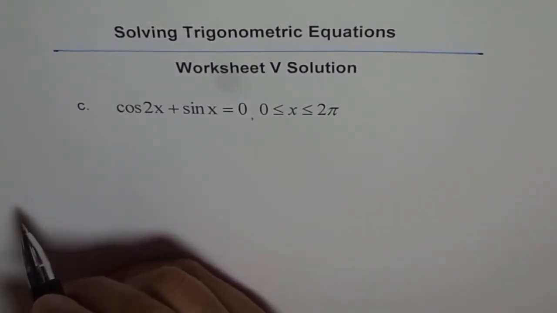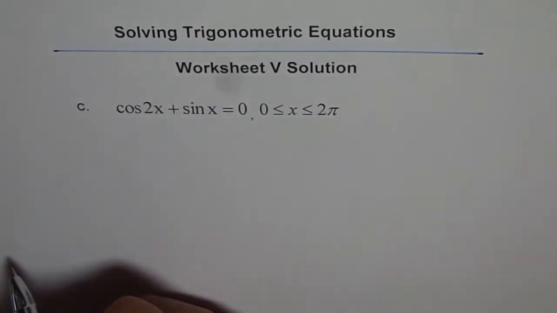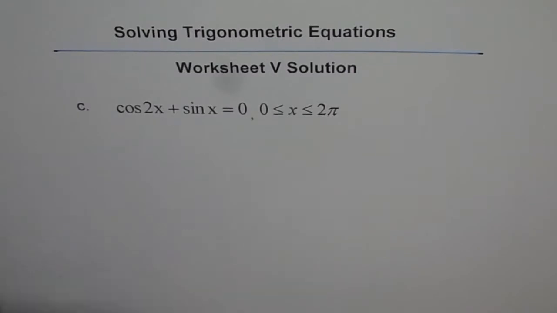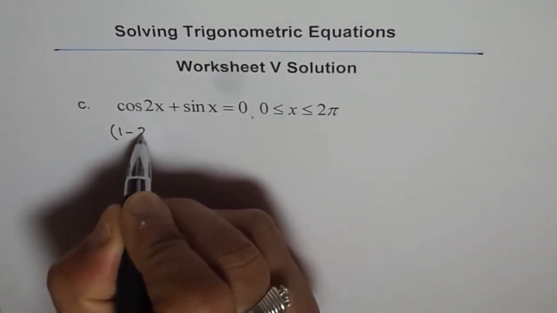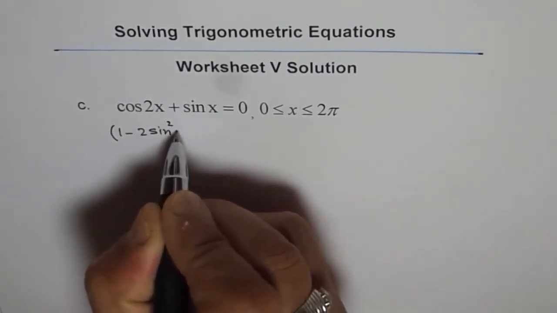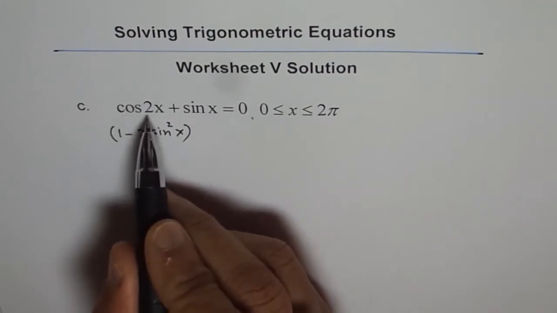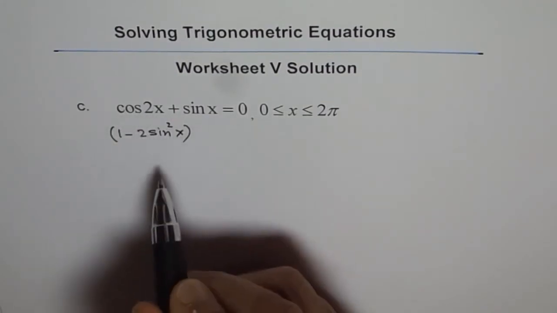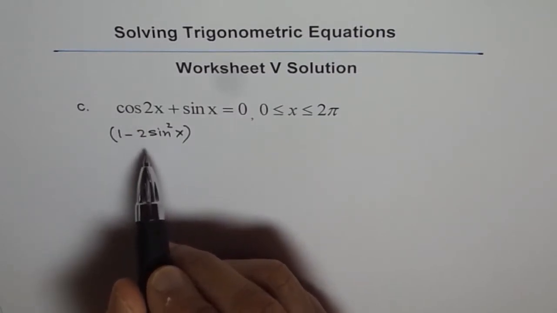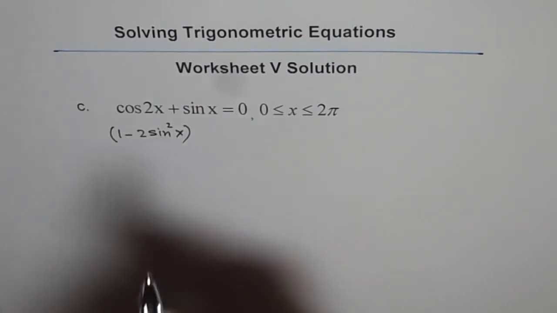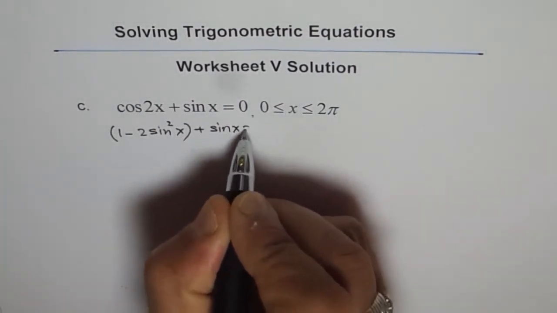So what we can do here is write cos 2x in terms of sin squared x, and then we'll have a quadratic equation in sine, right? So let's do that. Cos 2x, if you remember, can be written as cos squared x minus sine squared x, or 2 cos squared x minus 1, or 1 minus 2 sine squared x. We have used that third identity for cos 2x. So we wrote that third formula here, plus sine x equals 0.